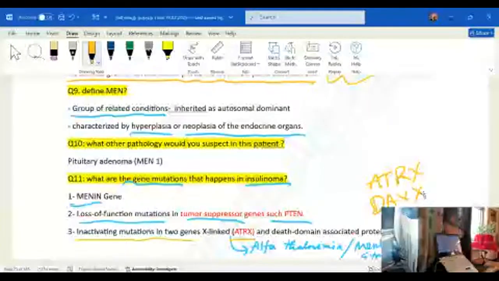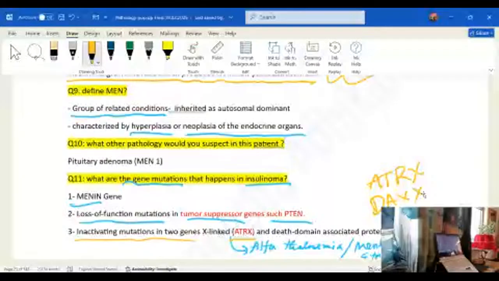What are the gene mutations that happen in insulinoma? Menin gene and tumor suppressor genes such as PTEN, and loss of function of ATRX and DAXX.